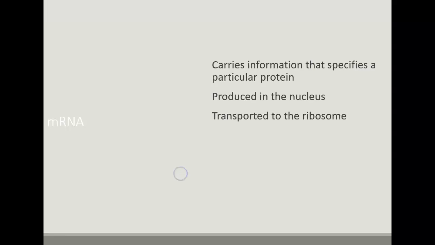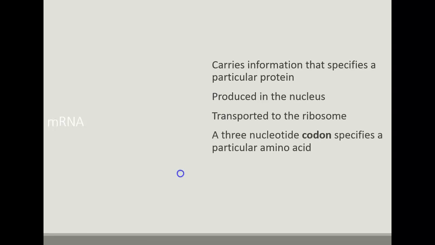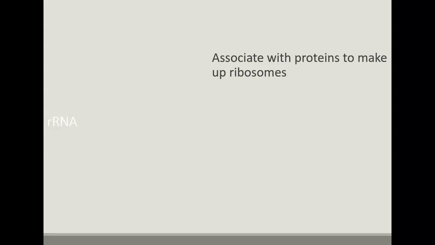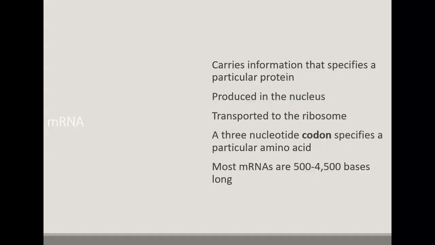It carries information that specifies a particular protein. It's produced in the nucleus. It's transported to the ribosome. And we can split it up into 3 nucleotide sequences called codons. Most of these messenger RNAs are anywhere from 500 to 4,500 bases long. So that's the segment of the DNA that we just copied. It's typically that many bases long.